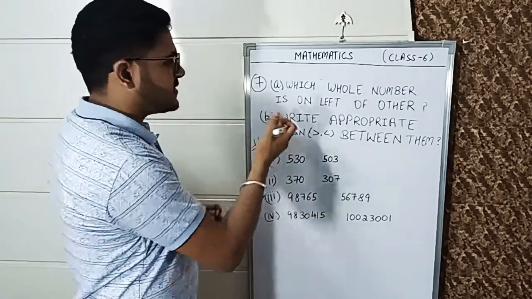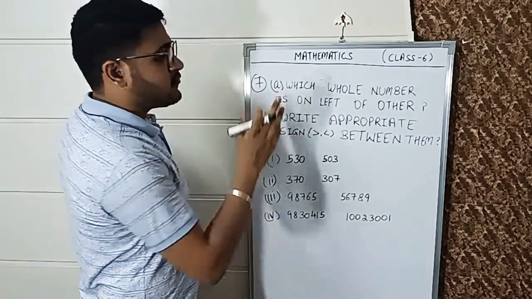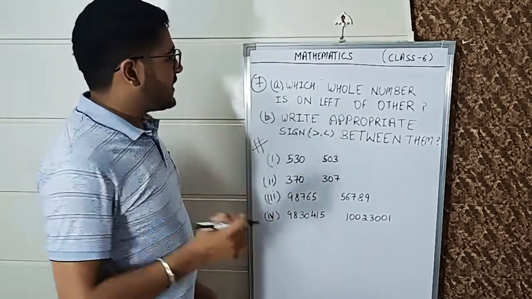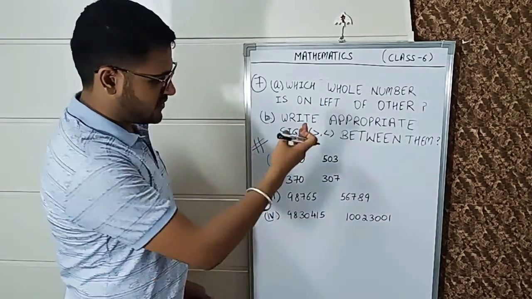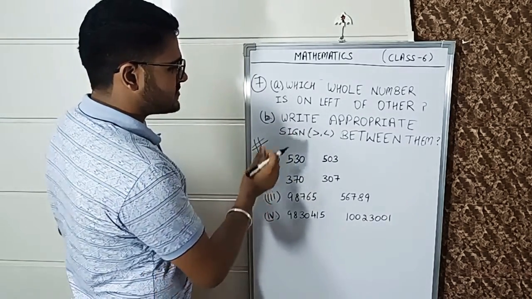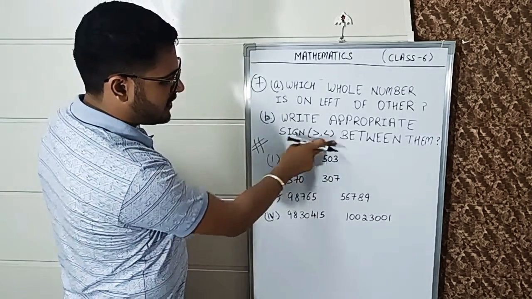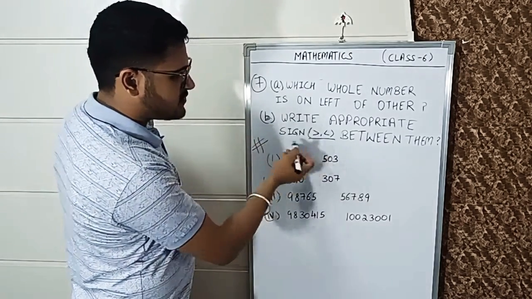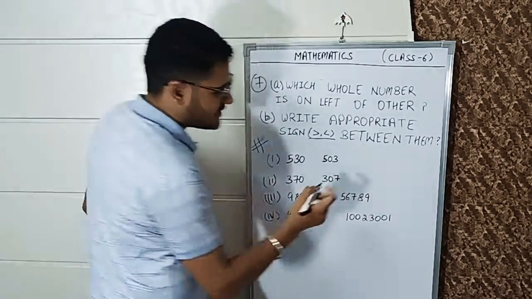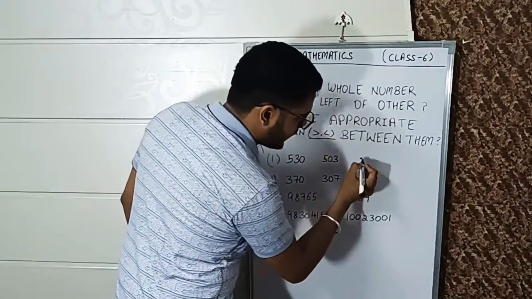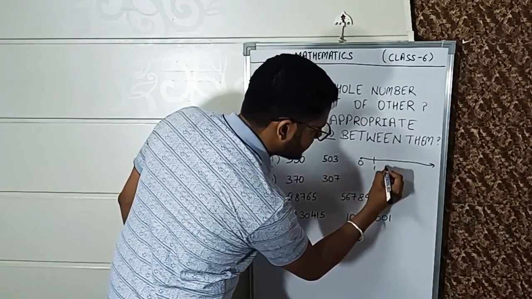Now let's take another example. In this example, we have to determine two things. First, we have to find out which whole number is on the left side of the other, out of the two numbers provided to us, on the number line. And the second thing is we have to write the appropriate sign, whether the number is less than or greater than, and write one of these symbols accordingly. So let's start with our first example. Before that, let's draw a small number line.